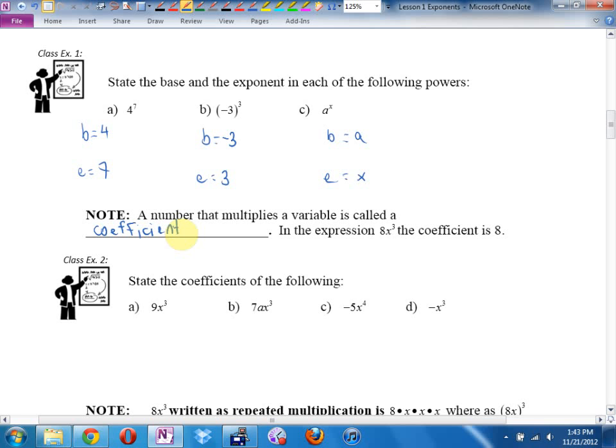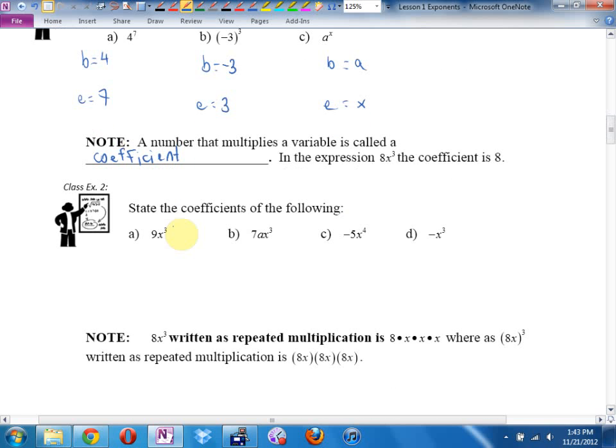It says state the coefficients of the following. All right. What's the coefficient of part A? 9? Or are you a German saying no? I'll never get tired of that. Yeah, 9. What's the coefficient of B? 7. Coefficient of C? -5. Coefficient of D? Careful. -1.